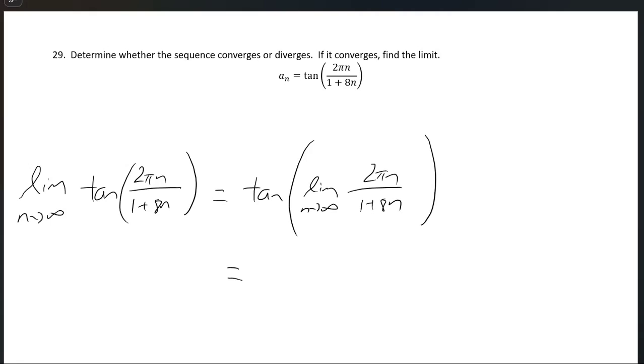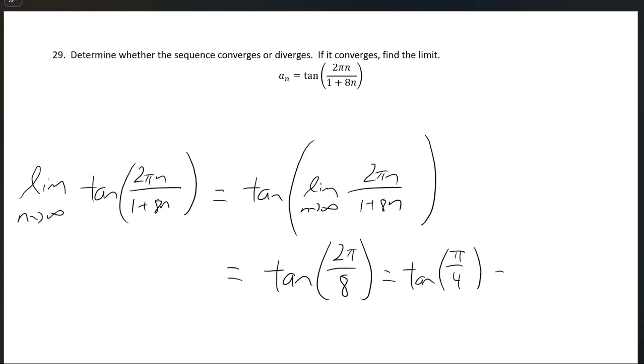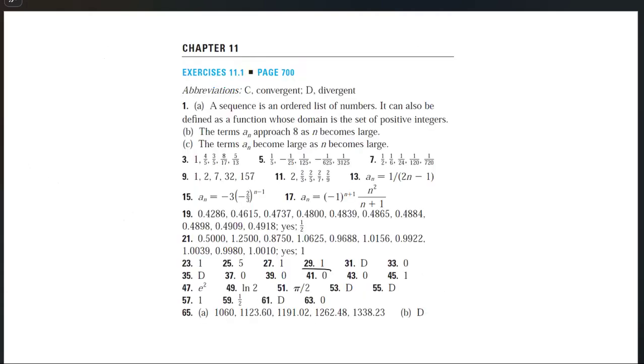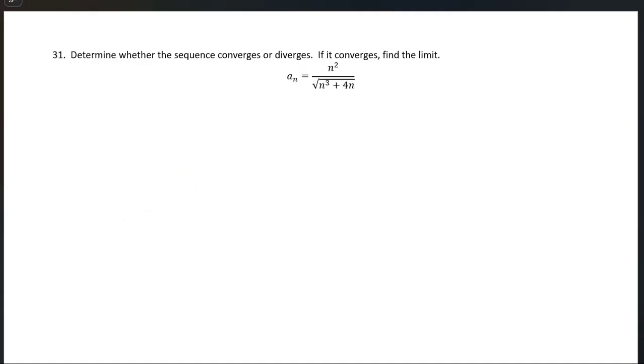Okay, and then let's use the quick way. Degrees are the same because on top is to the first degree, bottom's also to the first degree. Take the ratio of the leading coefficient. So we get 2 pi over 8, which is tangent of pi over 4. What's tangent of pi over 4? It is 1. I saw it was a 1 for number 29. Yep, there's 1. All right.